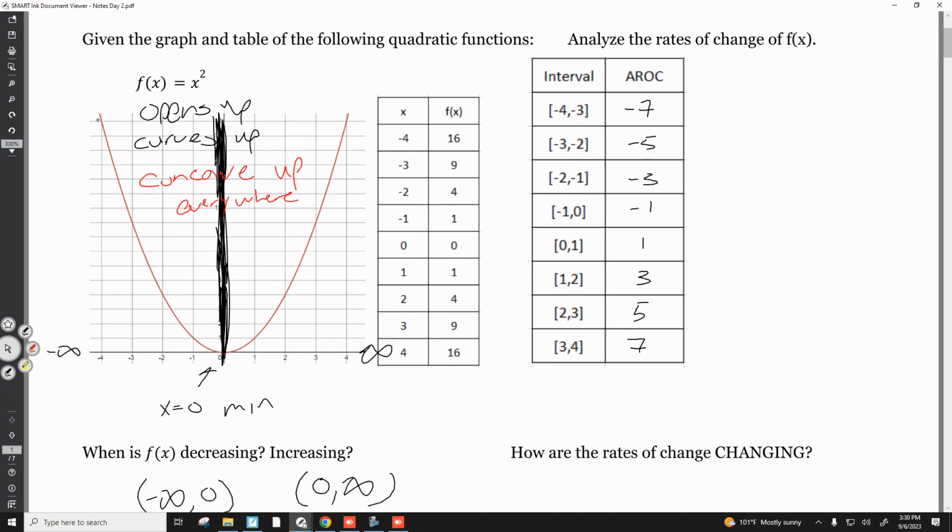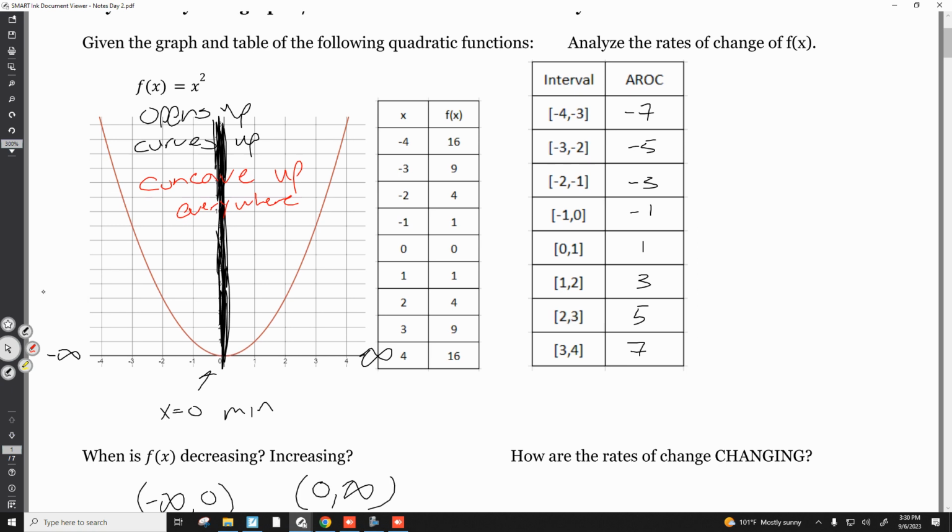What else do I notice? The y values are all positive except for at x equals 0. So I could say f of x is greater than 0 from negative infinity to 0 and then from 0 to infinity. Because it's 0 at 0, so it's not greater than 0. Maybe we could say f of x is greater than or equal to 0 everywhere. How about that? That's easy. F of x is greater than or equal to 0 everywhere because all of the y values are positive, above the x-axis.